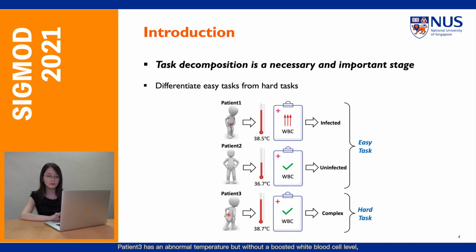Patient 3 has an abnormal temperature, but without a boosted white blood cell level. The condition is more complex. Therefore, Patient 3 may develop some diseases of the immune system, such as HIV, or may exhibit some other symptoms that are closely related to an increased temperature, such as hypothermia, meaning that Patient 3 may not have any infectious diseases at all. In this sense, Patient 3's conditions are more complex and uncommon. Therefore, it's a hard task that should be handled by doctors.